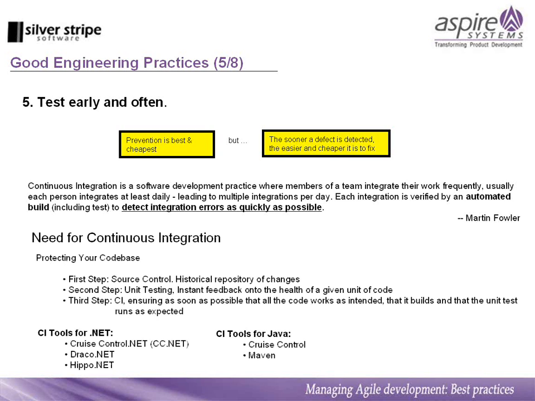What is the need for continuous integration? The ultimate aim is to protect our code base. It is a three-step process. In step one, we have source control, which holds the historical repository of changes. In the second step, we have unit test cases that give you instant feedback. And the third step is CI. CI ensures that we learn as soon as possible if there is any break in the code. That way CI really helps, and it keeps all the stakeholders, developers, and everyone in the loop that something has gone wrong or gone well in the build.